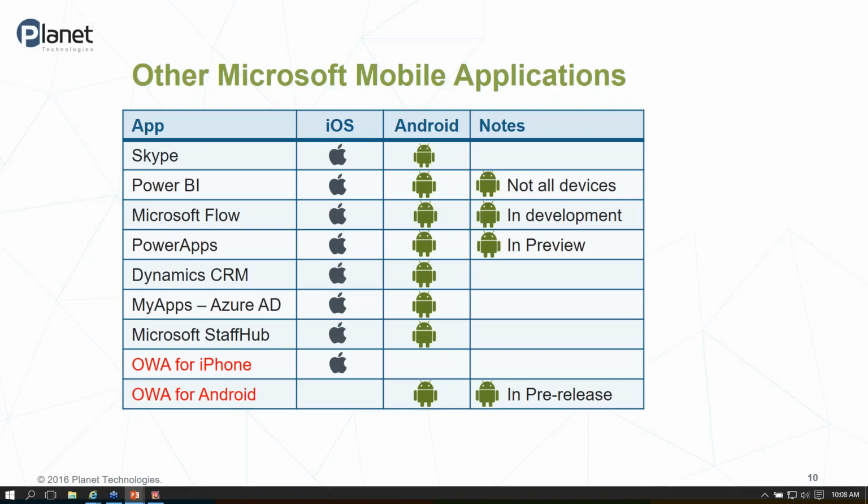And then these bottom two are the Outlook Web App, and there's a separate version for iPhone and a separate version for Android. The Android one is considered in pre-release. Now, I have those in red because I do not recommend using either one of those. If you're looking for email on your mobile device, I would say go with your native mail client or the Outlook mobile app itself, not the Outlook Web App.